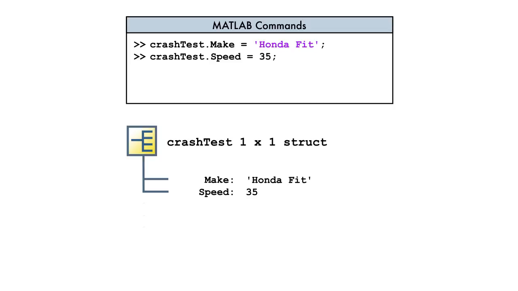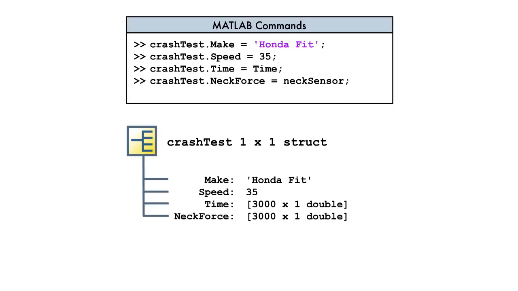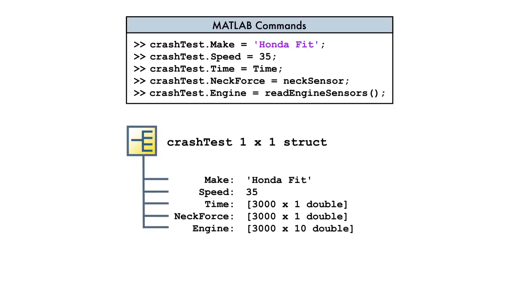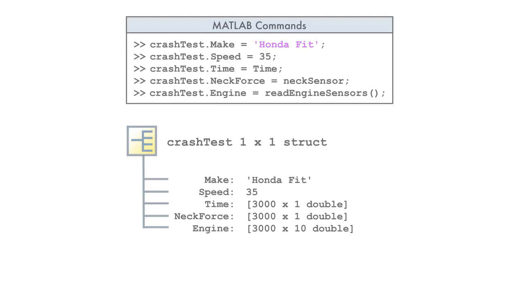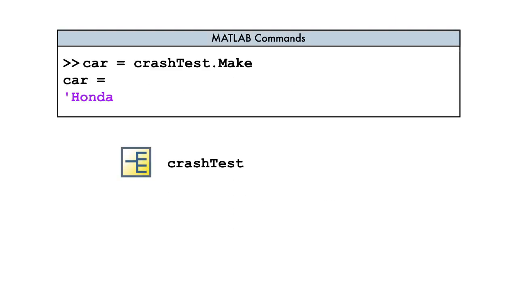The assignment operator works with structure fields just like other variables, and we can assign variables that already exist to new fields, as well as the output of functions to new fields. We now have a structure with 5 fields. We again use a dot to access data stored in a structure field, as with this command.